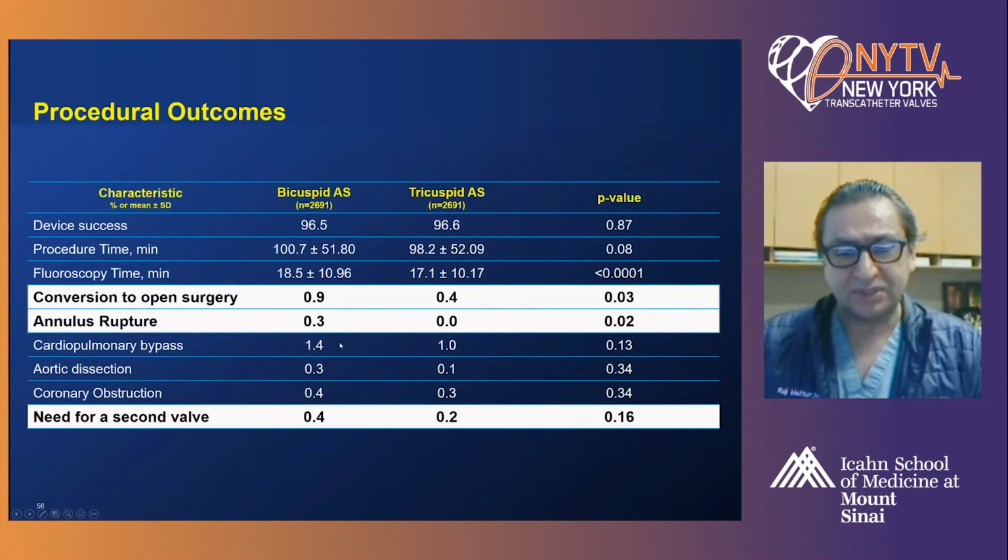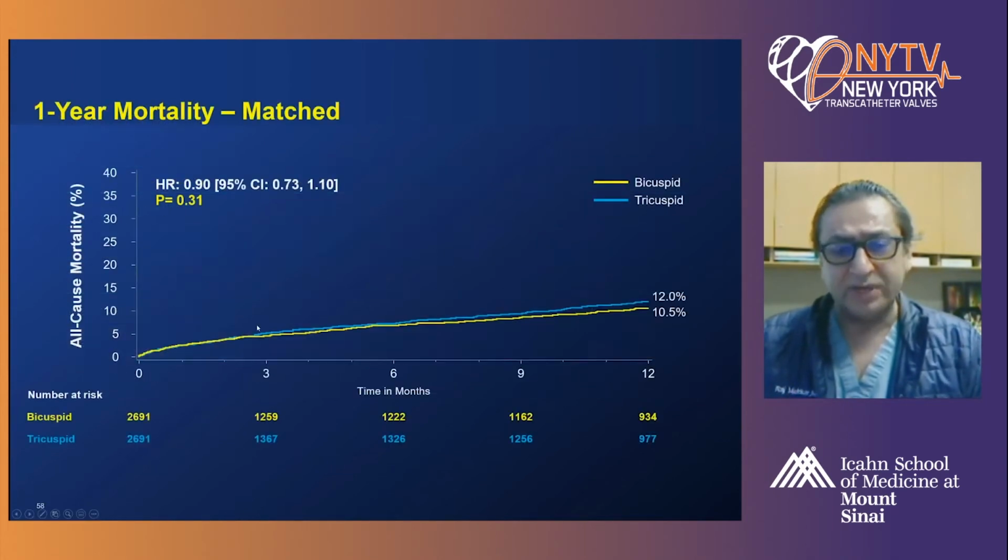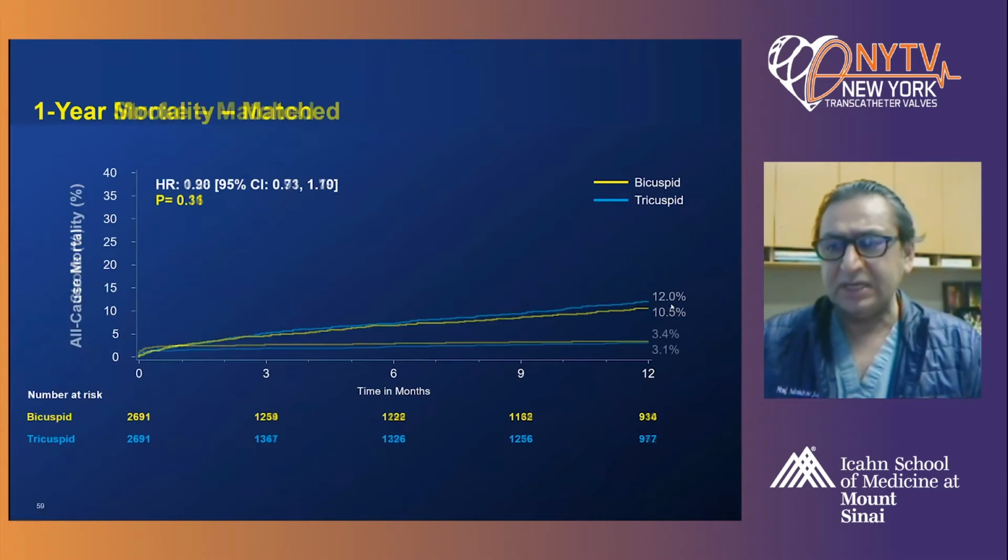And the annulus rupture occurred in 0.3%. The need for a second valve was in 0.4%. If you look at 30-day outcomes, the all-cause mortality was similar between bicuspid and tricuspid aortic stenosis. The stroke rates were somewhat higher in patients with bicuspid aortic stenosis, 2.4% compared to 1.6%, and the pacemaker rates were 9.1%. One-year mortality was similar, if anything, a little bit lower in patients with bicuspid aortic stenosis.